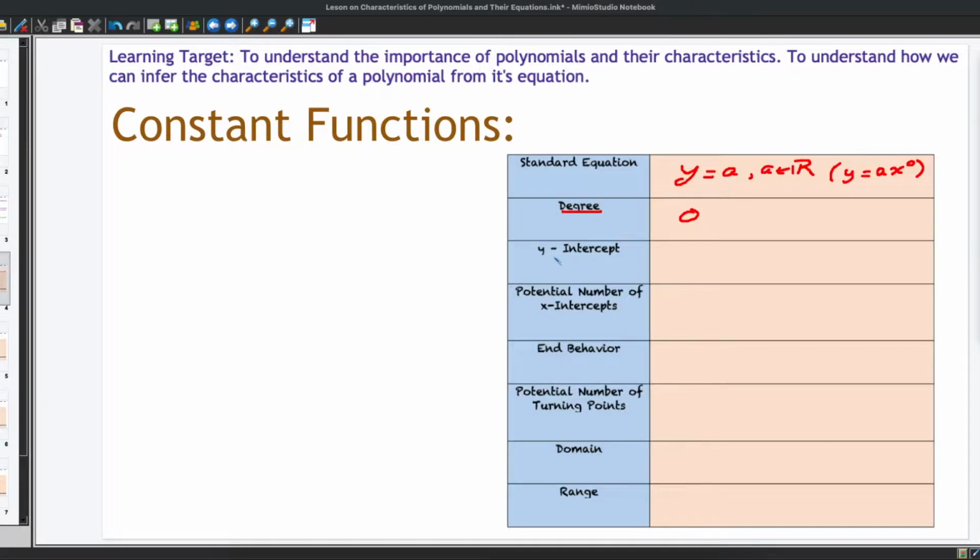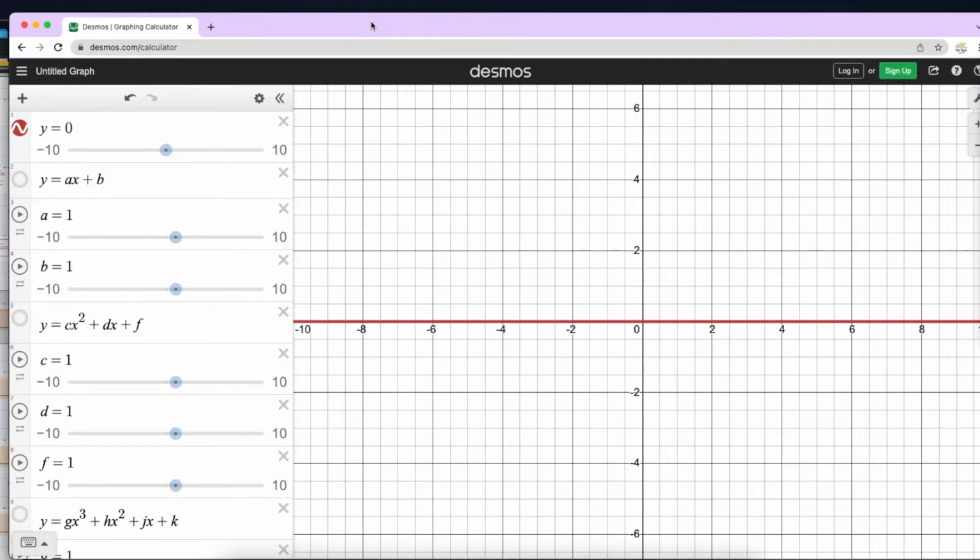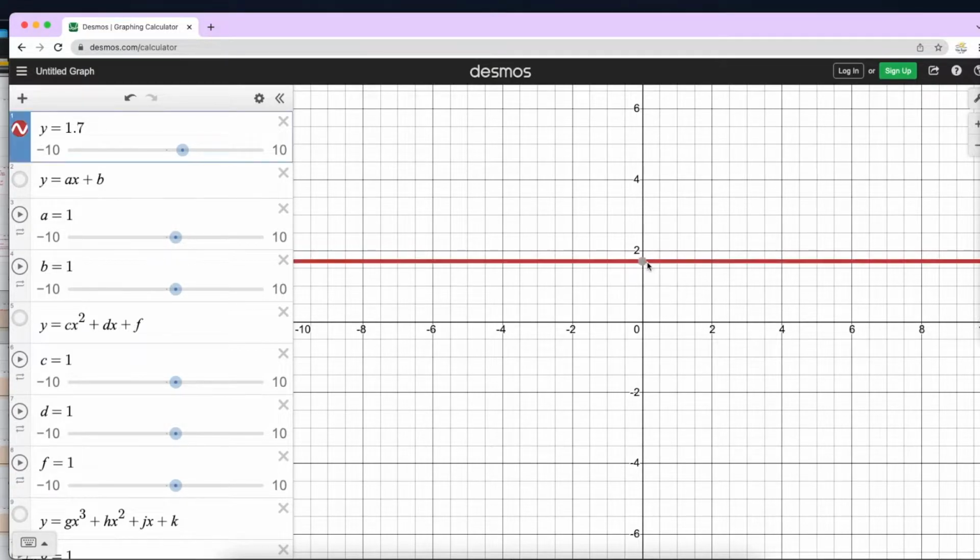Okay? Now, in terms of its y-intercept, if we go over to Desmos and take a look at this, I have one here for us. So you can see the red line, and currently I have it as y equals 0. Now that's probably the most interesting case of all constant functions, but just to mess around, I'm just going to bring that up a little bit. So you notice now that our function is y equals 1.7. And if you look at our y-intercept, we're getting (0, 1.7).